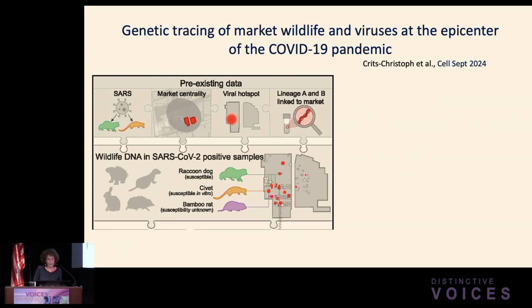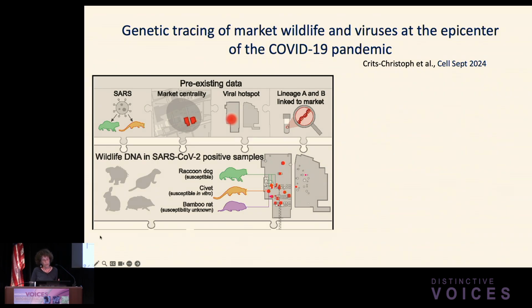Okay, so one more thing about the origins. A paper came out recently, just in September, that was looking more carefully at whether this virus came out of the market in Wuhan. Before this paper was published, we knew that SARS could infect civets and raccoon dogs and those kind of animals. We knew that the early cases were very much localized around this particular market in Wuhan. And within the market, there was a hotspot for virus, and that there were 2 different separate or related lineages of viruses found in the market.